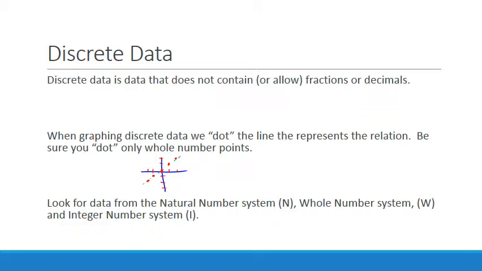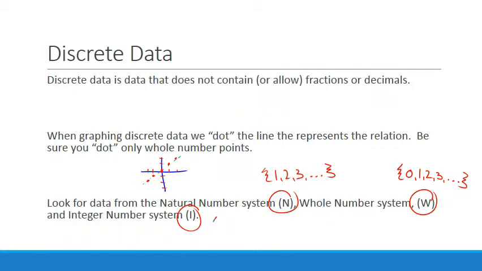Now, to identify when you should use discrete data, look for data from the natural number system, the whole number system, or the integer system. Remember that the natural numbers are 1, 2, 3, moving on forever. The whole numbers are just simply 0, 1, 2, 3, so we just add the 0 and then it goes on forever. And then integers is when we get into having negative whole numbers as well. All right, so no fractions, no decimals in discrete.